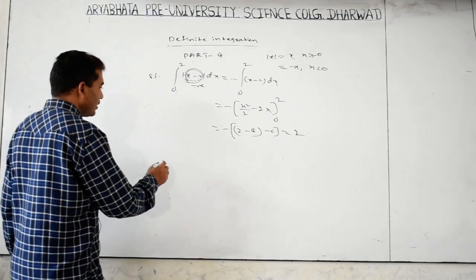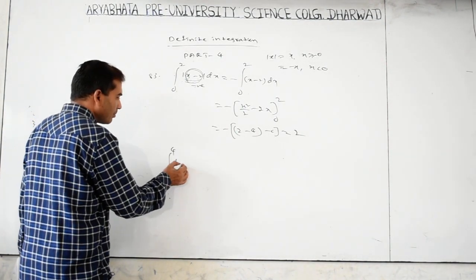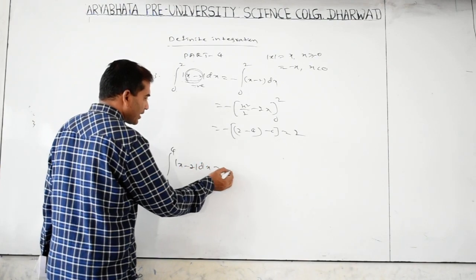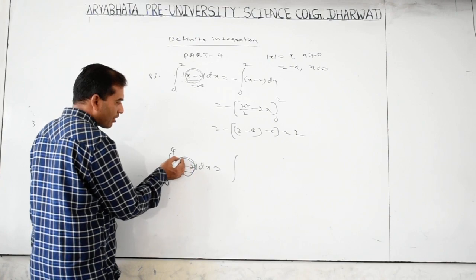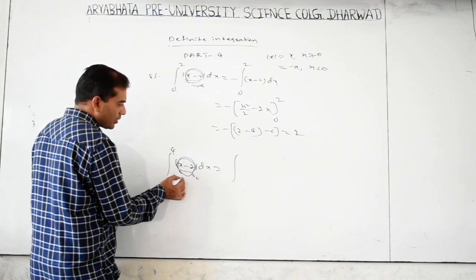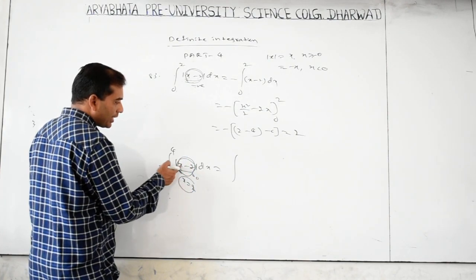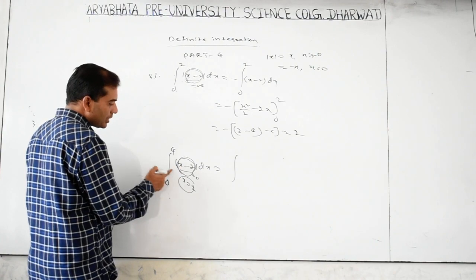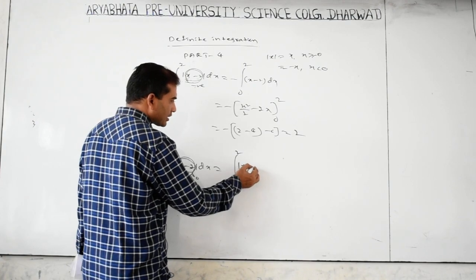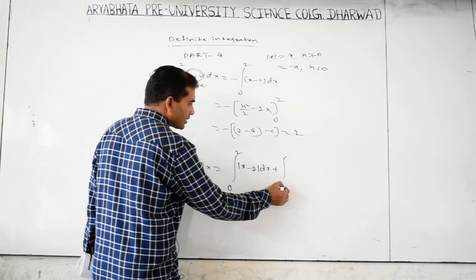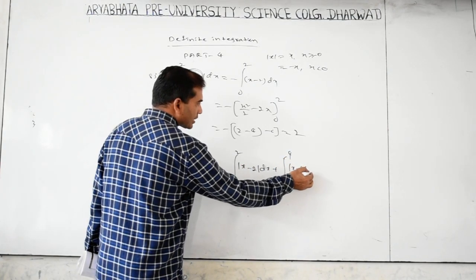The same question, for example 0 to 4 mod of x minus 2 dx. What is the turning point here? 2. When you make the inside of the mod 0, you will get the turning point. At this point it became 0. So is 2 there in between 0 to 4? Yes. So 0 to 2 mod of x minus 2 dx plus 2 to 4 mod of x minus 2 dx.